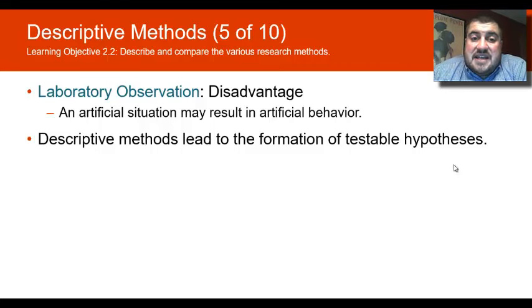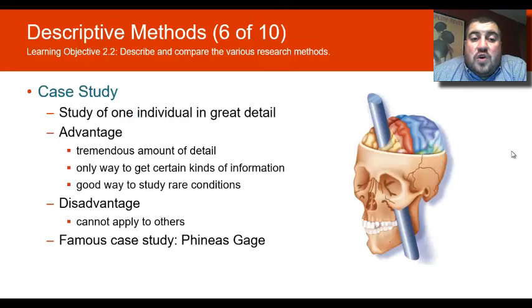Another one is the case study, which is an in-depth study of great detail on one individual or group. We get a good amount of detail. Sometimes it's the only way to get certain kinds of information on things that are unethical, or so to speak, and I'll get into that in a second. And it's a good way to study rare conditions as well. But we can't really apply it to others because it's such a specialized situation.